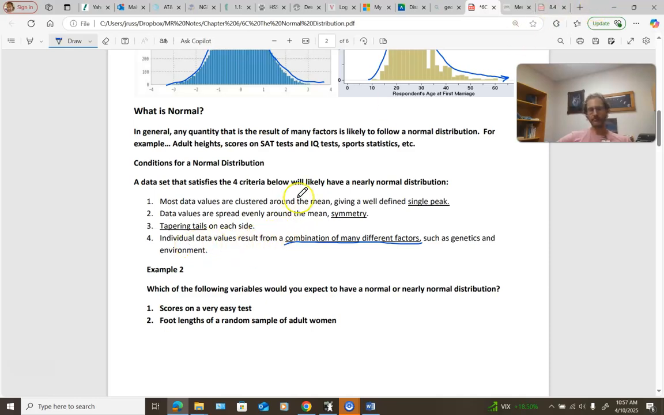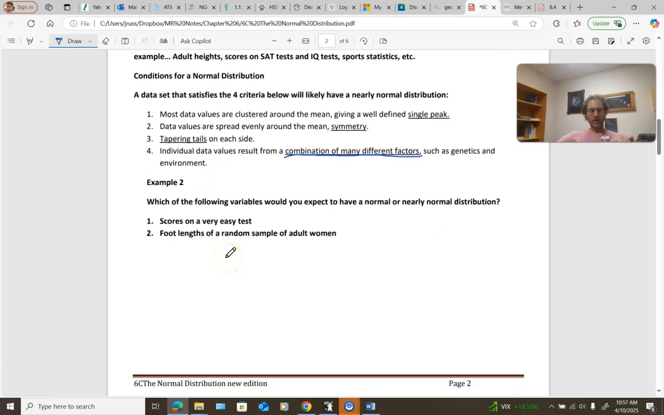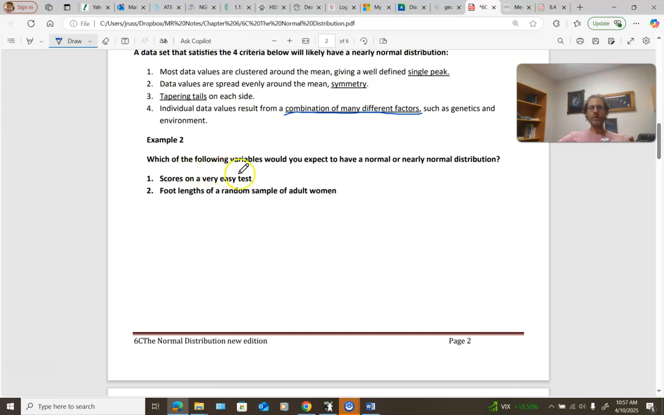All right, so we're going to look at example 2. We're going to try to determine, would the data in each of these instances be normally distributed, or would it have that normal shape? All right, so number 1, scores on a very easy test.